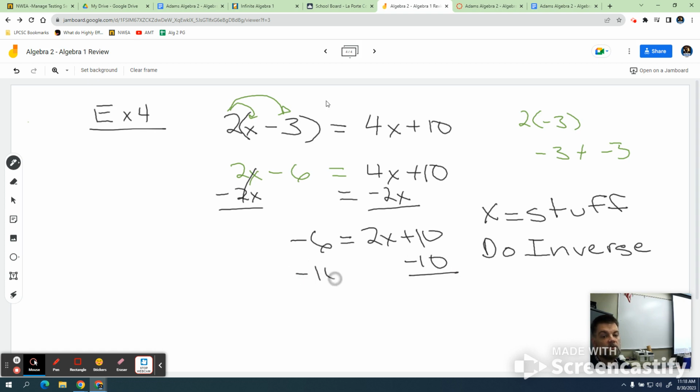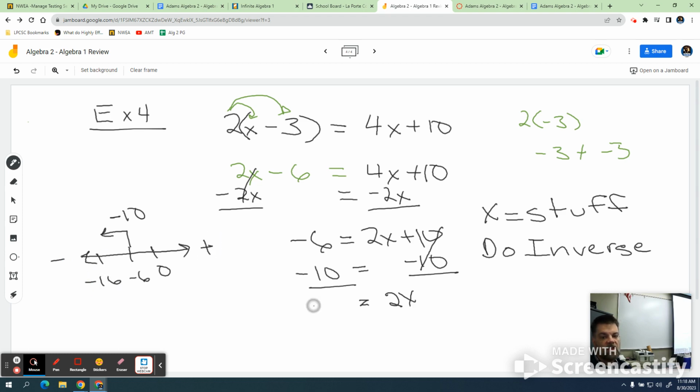Whatever I do on one side of the equal sign, I have to do on the other. What's 10 minus 10? 0. 0 plus 2x is 2x. What's negative 6 minus 10? Negative 16. You guys are right, but just in case you're wondering how these wizards are coming up with this answer real quick, they're probably thinking in their head, if I'm on the number line and I'm at negative 6 and I go 10 units in the negative direction, right, going to the left is negative, going to the right is positive, that puts them at negative 16. So we got negative 16 over here.